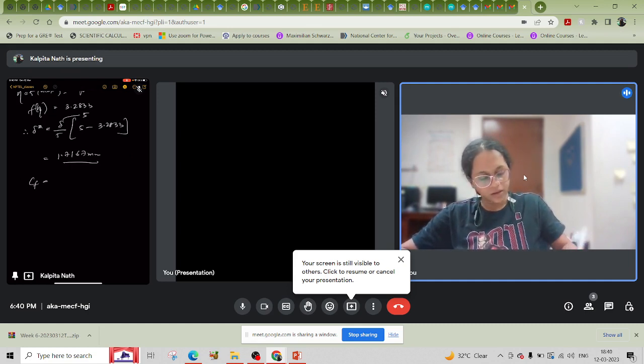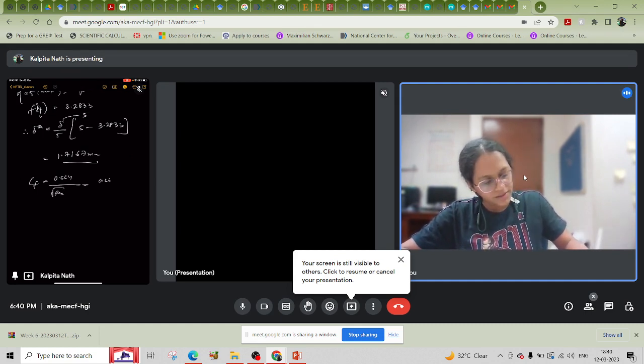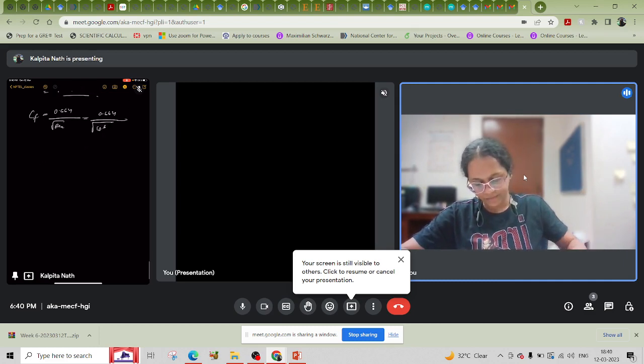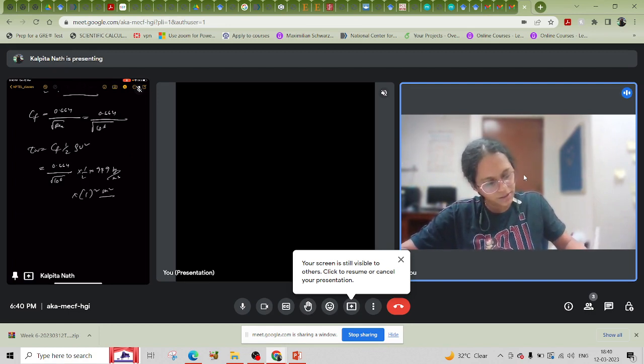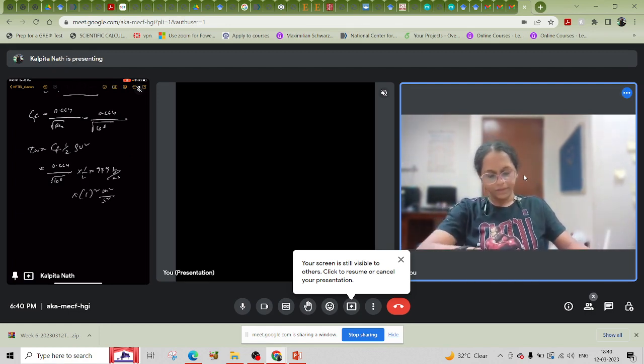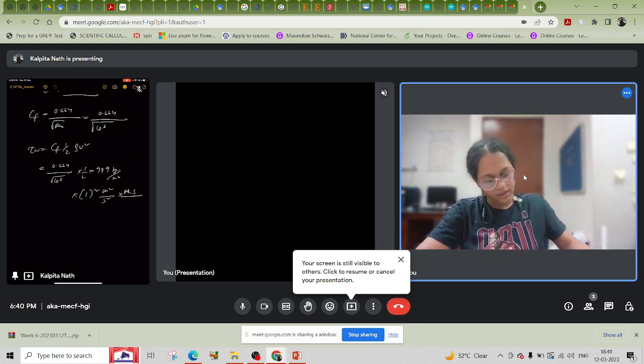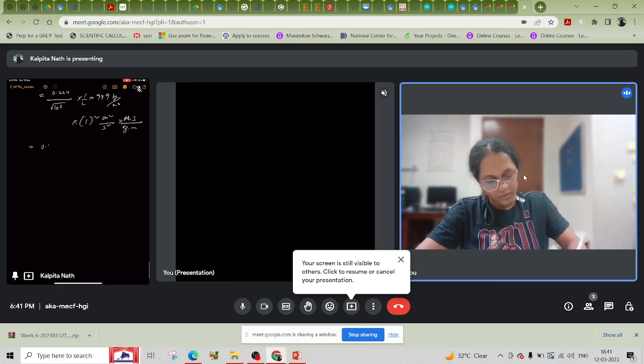Now, skin friction coefficient is 0.664 by root over 10 power 6. Therefore, tau w is equal to Cf into half rho u square, that is 0.664 by root over 10 power 6, into half, into 999 kg per meter cube, into 1 meter square per second square, into Newton second square per kg meter. That is 0.332 Newton per meter square. This is tau w.